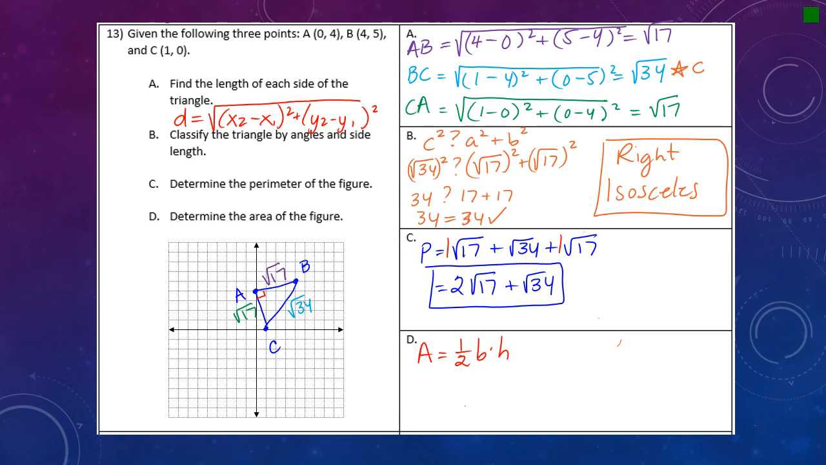So that means that my base, and it doesn't matter which is which, I'll make the base AC, and then I'll make the height AB. Oops, I wrote B instead of H. Okay, so now I just have to plug everything in.